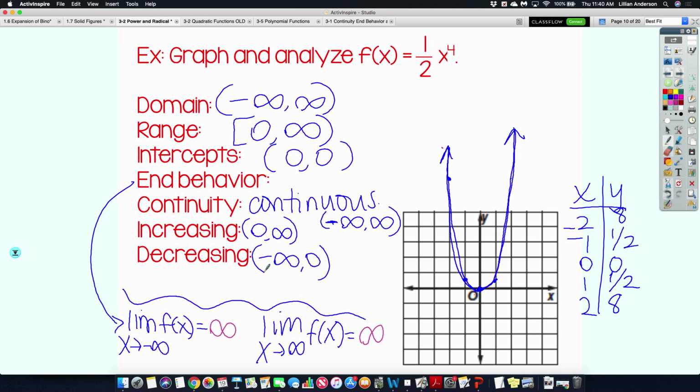Decreasing for the zeros. Can you just do parentheses around them, or do you have to be specific with brackets? No, you would use parentheses because at that point it's a turning point, so it's neither increasing nor decreasing at 0. Good? Okay.